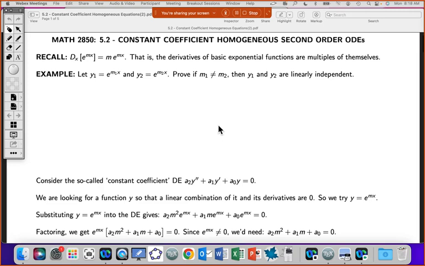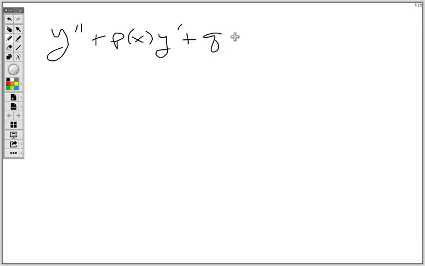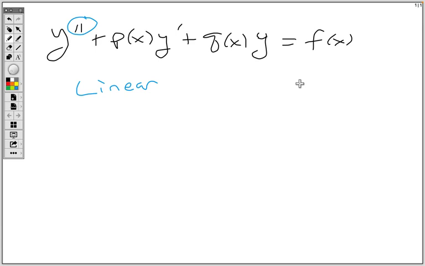So last week we started chapter 5. We spent all week on section 5.1, which gave us the theory of some of these things. Last week we were looking at differential equations that look like this: y double prime plus p of x y prime plus q of x y equals f of x. This is what we started with, and these are second order linear differential equations.